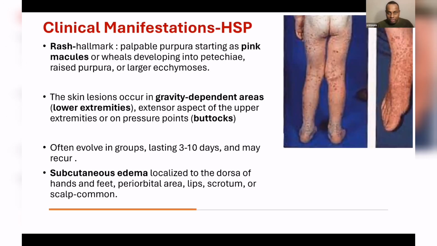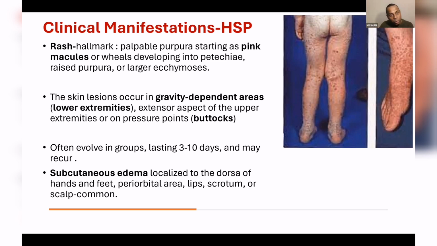We know clinical manifestations very well. The hallmark of the disease is that they will have this pink colored rash, commonly seen on the buttocks and lower limbs, what we call a gravity-dependent rash. And when you get this rash, it's important to know that the rash will last for about 3 to 10 days. It's very important to educate the mother or father and say that this rash is not going to disappear overnight, right? So don't worry.